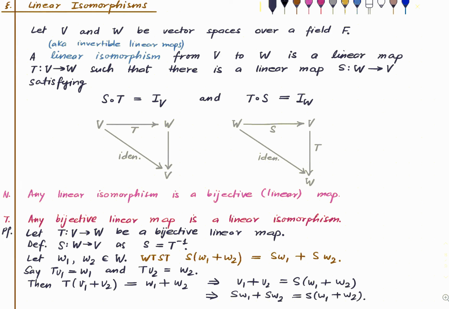Similarly, you can do the scaling version. So I did give full details. Any bijective linear map is a linear isomorphism, and we discussed the philosophy behind isomorphisms. All of that is very important.